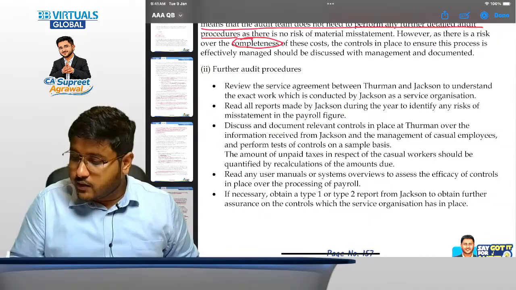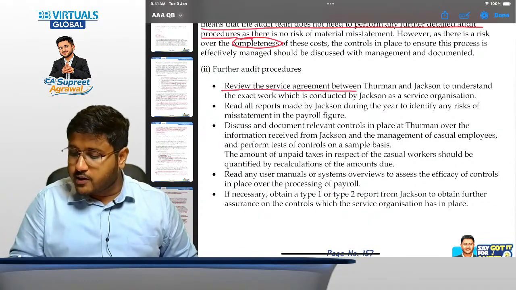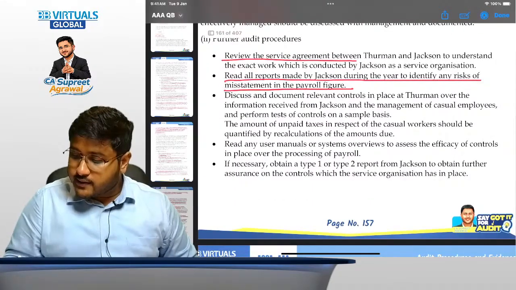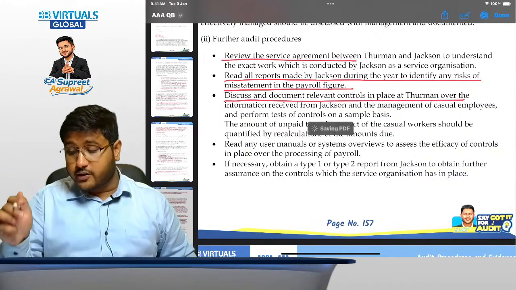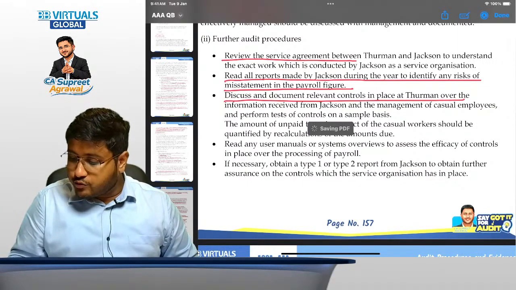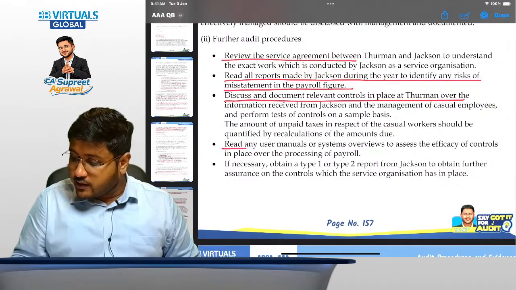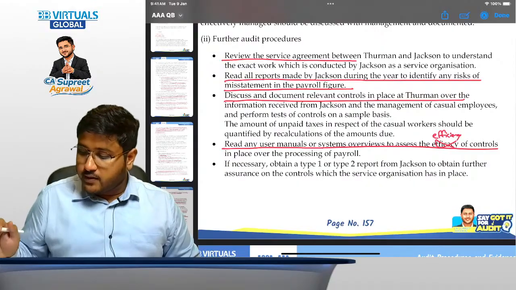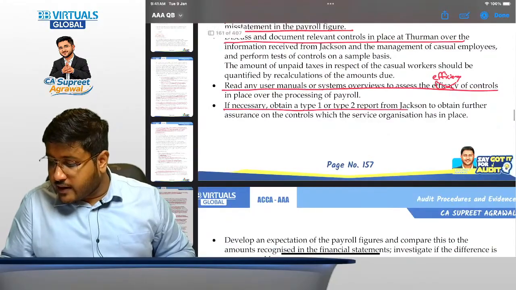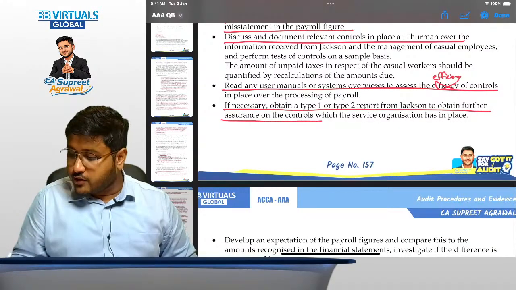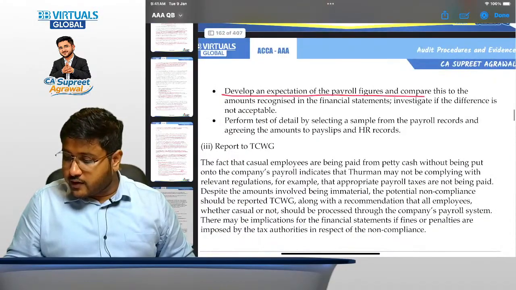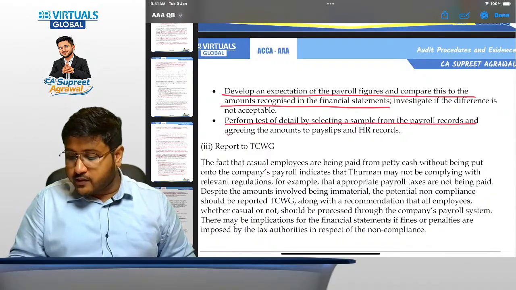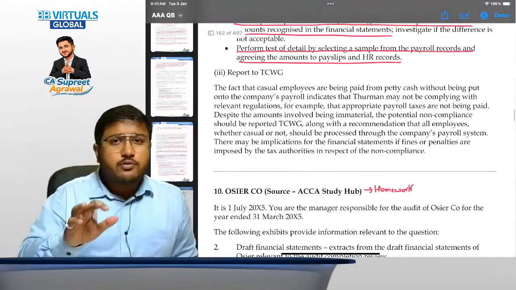Now further audit procedure. Review the service agreement between these two. We have discussed it. Read all the reports made by Jackson during the year to identify any risk of material misstatement. Then discuss and document relevant controls in place at Thurman. For this we can obtain the type 2 report. Read any user manuals or system overviews to assess the efficiency. So spelling is incorrect. Efficiency of controls in place over the processing of payroll. If necessary, obtain a type 1 or type 2 report from Jackson to obtain further assurance on the controls. Develop an expectation of the payroll figures and compare this to the amounts recognized in the financial statements. Perform tests of detail by selecting a sample from the payroll records and agreeing the amounts to pay slips and HR records. Now report to those charged with governance.